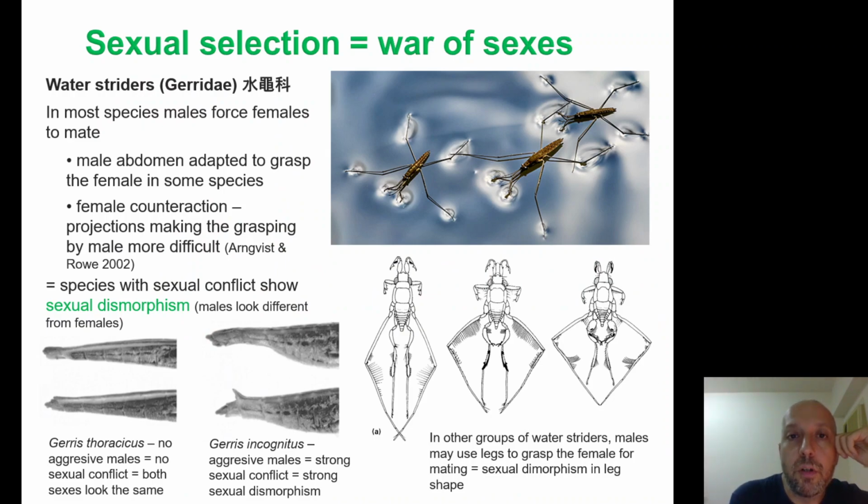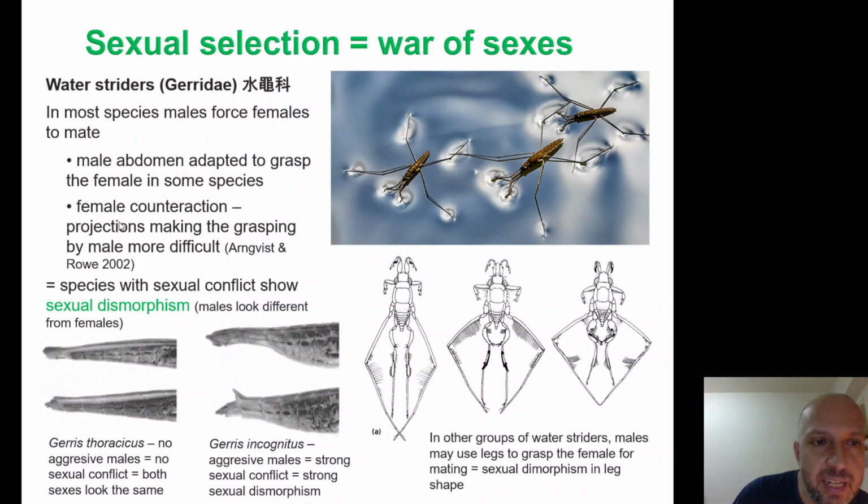Another group where this conflict of sexes works is water striders. Water striders are true bugs which you can find on the surface of the water. They are kind of riding there, and in most cases the males are very aggressive and try to force the females to mate. In many groups, the males have specially shaped hind legs, by which they try to grasp the female to not allow her to escape before the mating, and basically aggressively mate her.